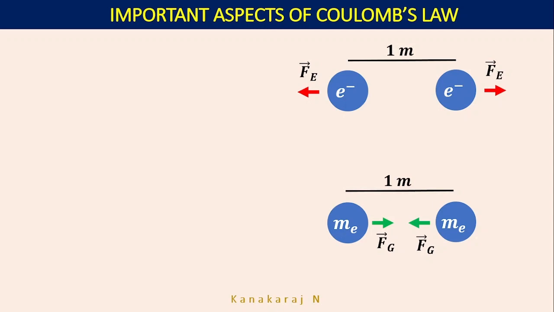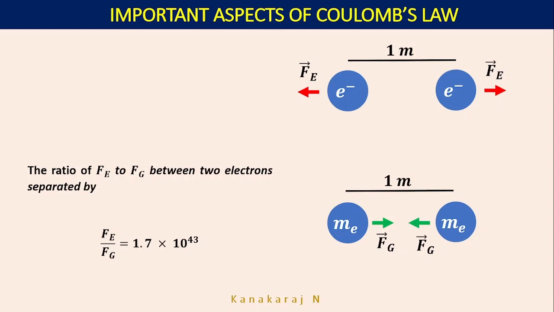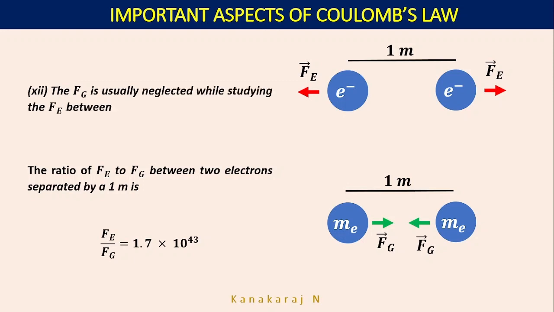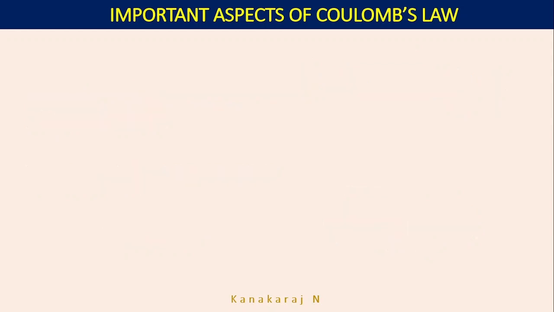Good. The charge of the electron is 1.6 into 10 power minus 19 coulomb. The mass of the electron is 9.1 into 10 power minus 31 kg. Please remember it. Fe by Fg equals 1.7 into 10 power 43. The ratio of Fe to Fg between two electrons separated by a distance of 1 meter is given here. The Fg value is usually neglected while studying the Fe between electric charges because Fg is negligible compared to Fe. That's a conclusion.